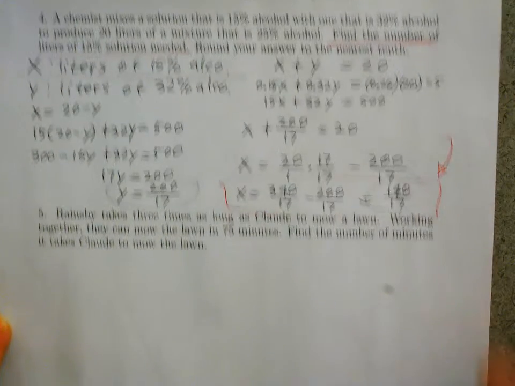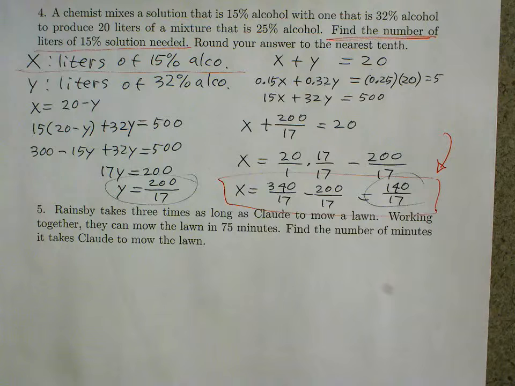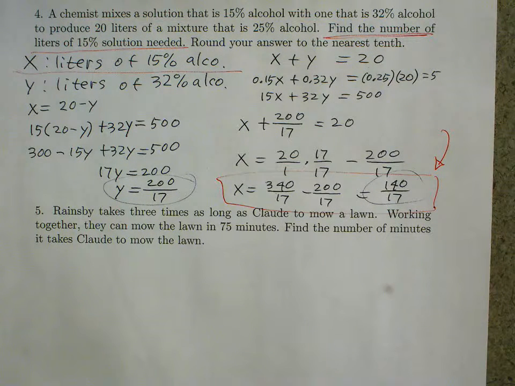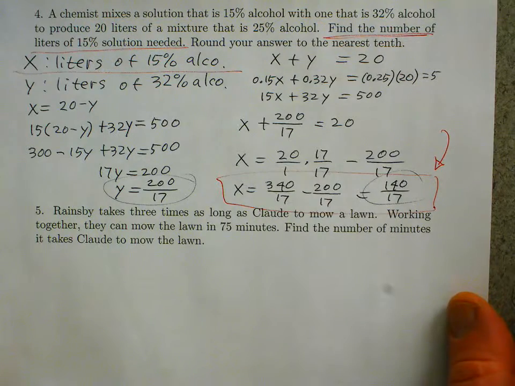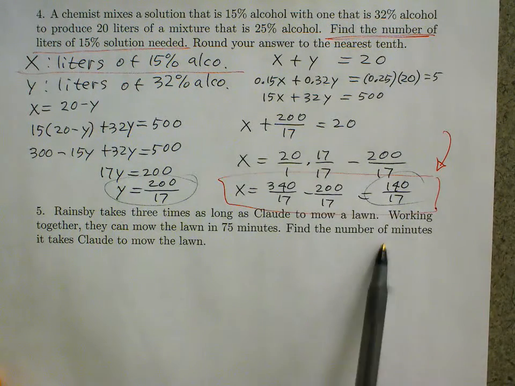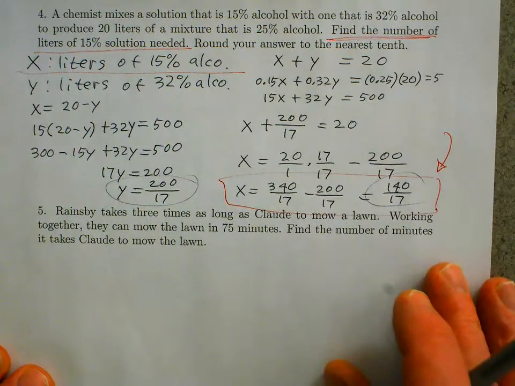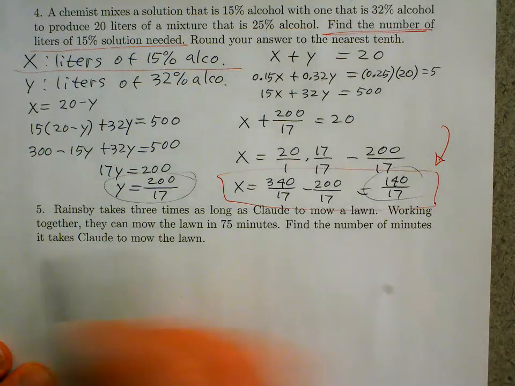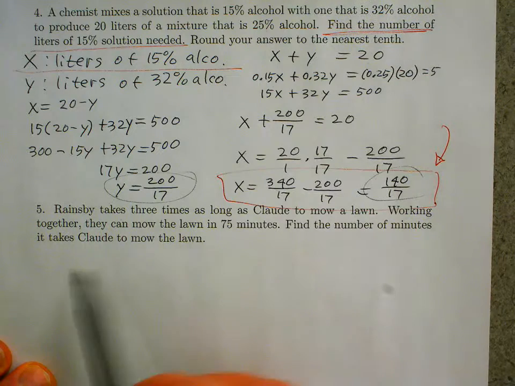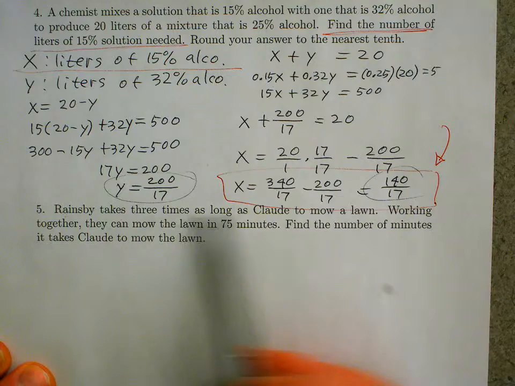Okay, the next problem, number 5. This one says, Rainsby takes 3 times as long as Claude to mow a lawn. Working together, they can mow the lawn in 75 minutes. Find the number of minutes it takes Claude to mow the lawn. Okay, this is a work problem. Equations have the form rate times time equals 1.